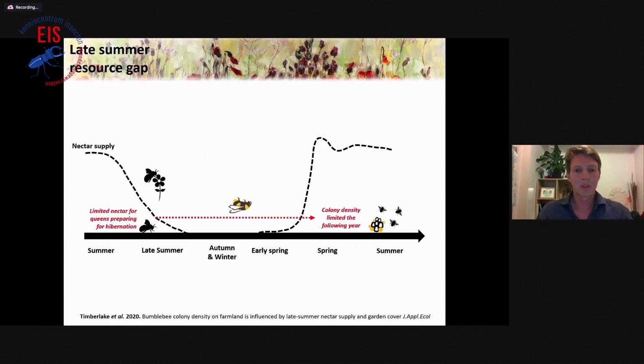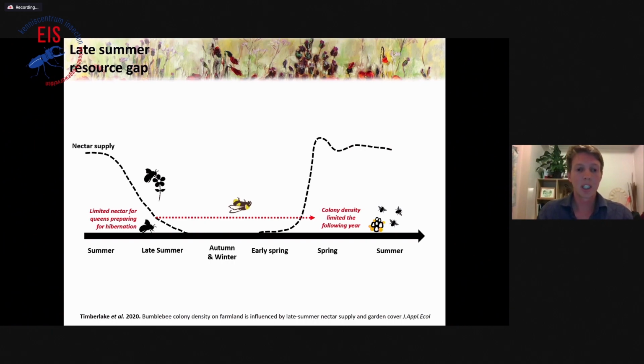So going back to this, the late summer resource gap was also very important in limiting colony density. What seems to be going on here is that this very low availability of nectar resources in the late summer period is coinciding with a very important stage in the colony life cycle of bumblebees, when new queens are produced and need to forage and build up reserves before going into hibernation.